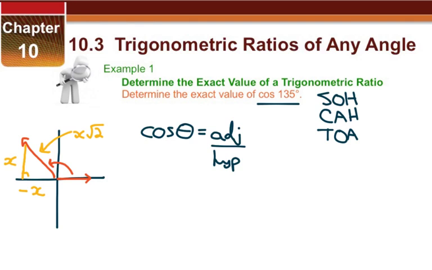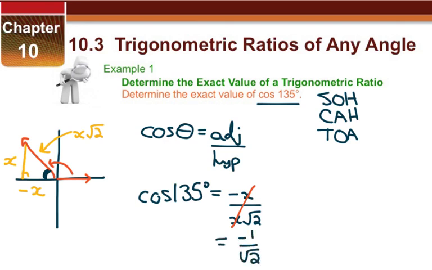The angle that we're looking for will always be the angle here in the middle by the origin. So our theta is 135, since that's the angle we drew. The adjacent side is the one that's right beside the angle that's not the hypotenuse, that's negative x. Hypotenuse is x root 2. We can simplify this, we can cancel out the x's, so we're left with negative 1 over root 2.